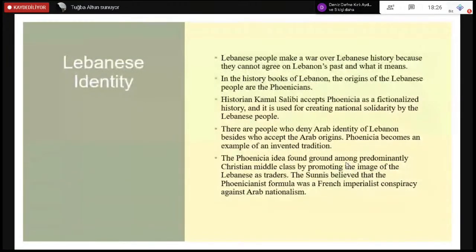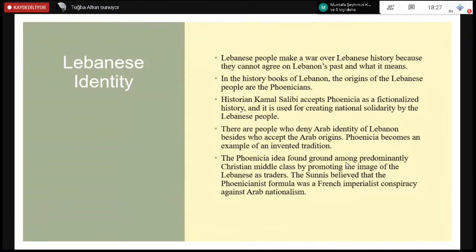In the history books of Lebanon, the origins of the Lebanese people are the Phoenicians, and historian Kemal Salibi accepts Phoenicia as a fictionalized history, used for creating national solidarity by the Lebanese people. There are people who deny the Arab identity of Lebanon, besides those who accept the Arab origins. Phoenicia becomes an example of an invented tradition.